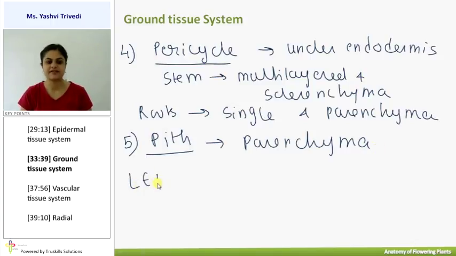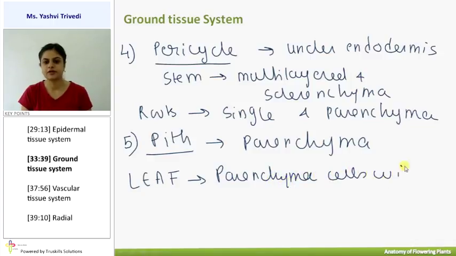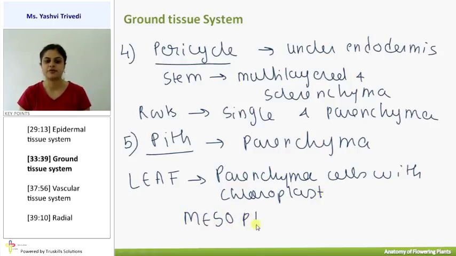If specifically we ask about leaf, then leaf won't have all these layers like cortex and pericycle and endodermis and hypodermis. The entire ground tissue system of leaf is made up of parenchyma cells with chloroplast, and that is called chlorenchyma specifically. The ground tissue system of leaf is called mesophyll. So this is all about ground tissue system.